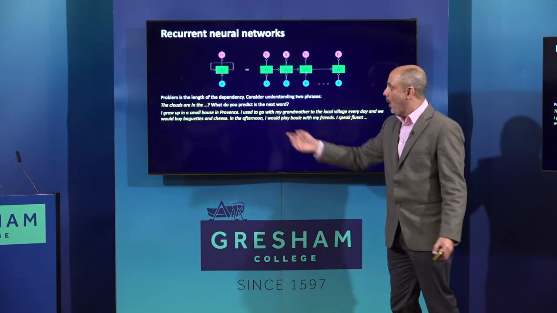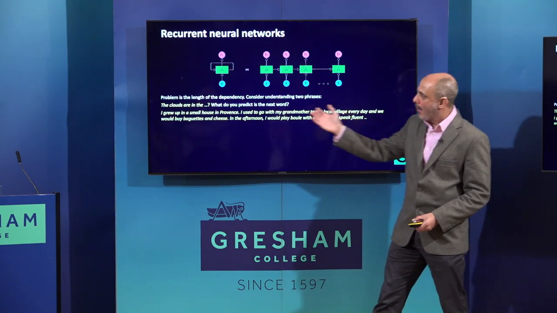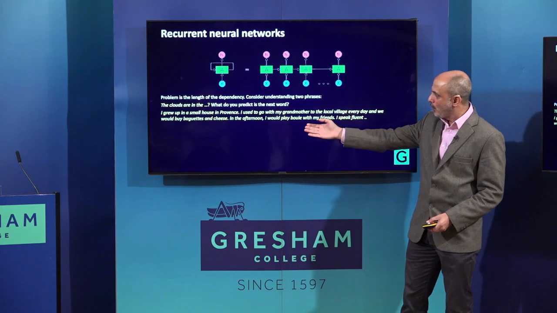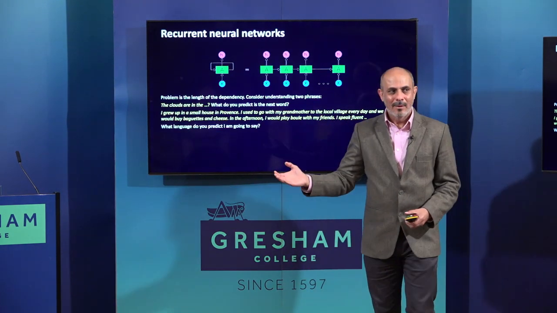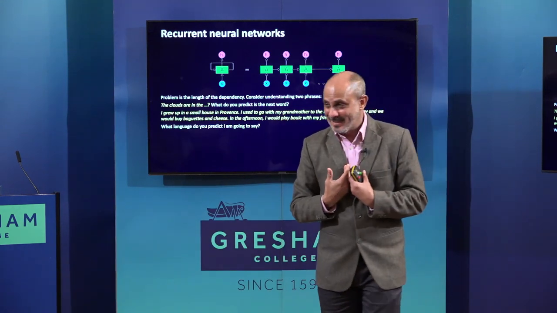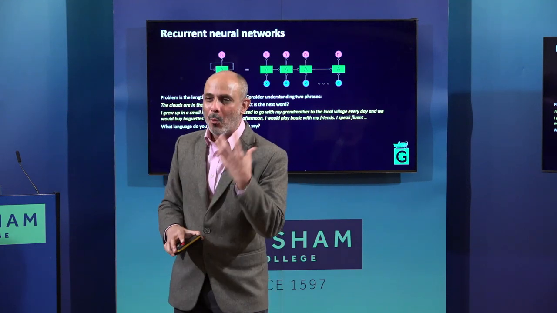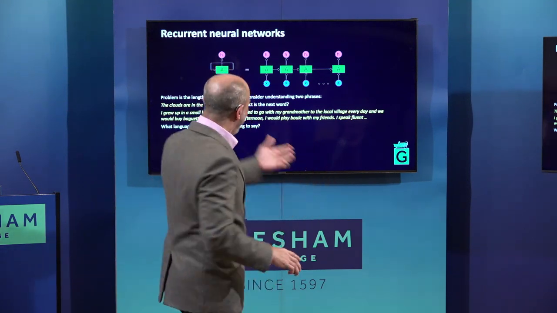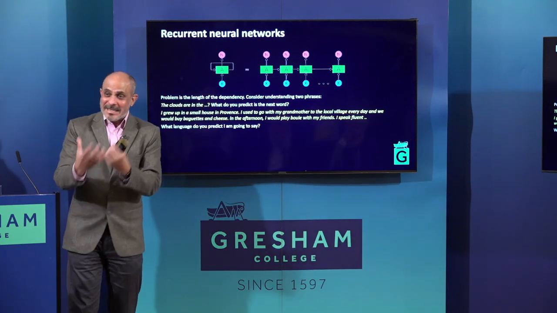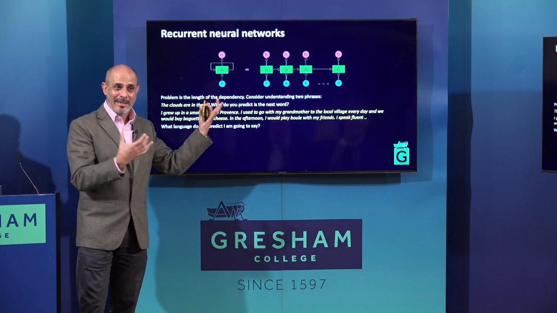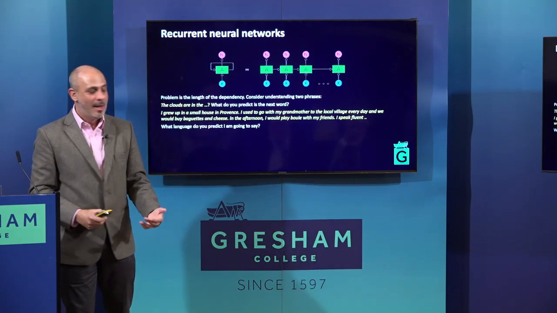I grew up in a small house in Provence. I used to go with my grandmother to the local village every day, and we'd buy baguettes and cheese. In the afternoon, I'd play boule with my friends. I speak fluent French, right? That's obvious for us. But the problem for a computer is, how does it infer the word French from the sentence? There's no France anywhere, right? The closest you get, we understand this because we know all these things from our knowledge of the world. The computer has no knowledge of the world.